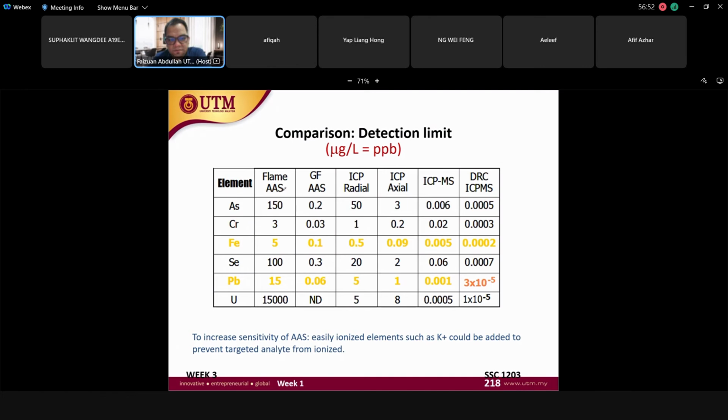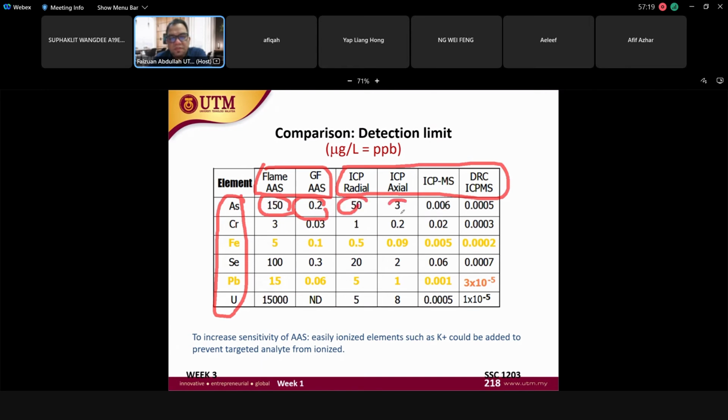So we have learned until graphite furnace now. After this, we learn about ICP, MS, and so on. Right? This is the element. Okay, and then we can compare the detection limit. For example, we compare arsenic. Okay, flame is 150 parts per billion, but for graphite furnace AS it is 0.2, very small. ICP is 50.